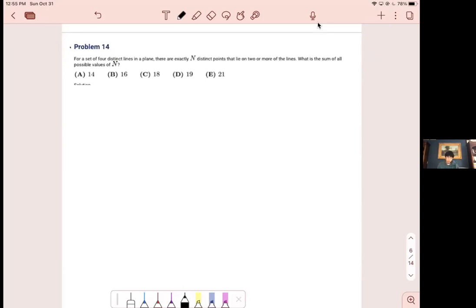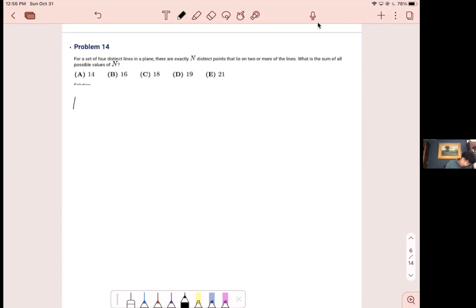For a set of four distinct lines in a plane, there are n distinct points that lie on two or more of the lines. What is the sum of all possible values of n? And so let's just try it.